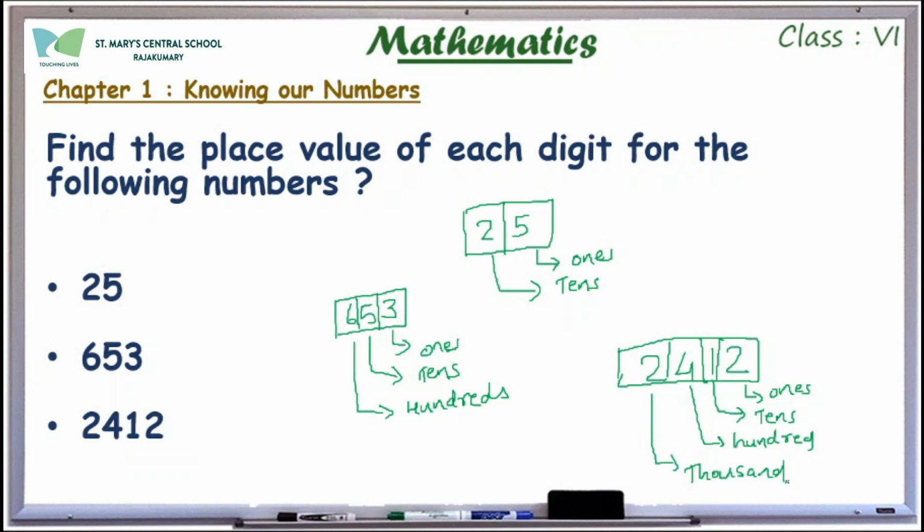So we have learned the place values of each digit in a number. And in this case, 25 is a 2-digit number because there are only 2 digits. And here it is a 3-digit number. We have 3 digits here, 6, 5 and 3. So it is a 3-digit number. 2, 4, 1, 2. Here are 4 digits. So it is a 4-digit number.